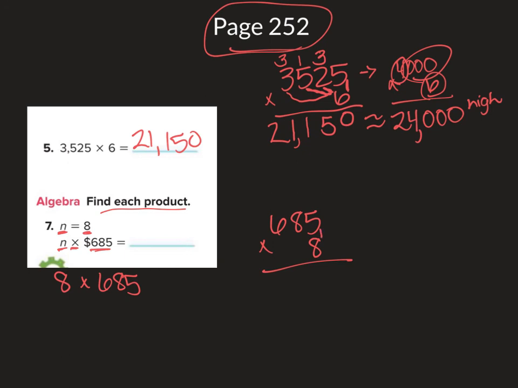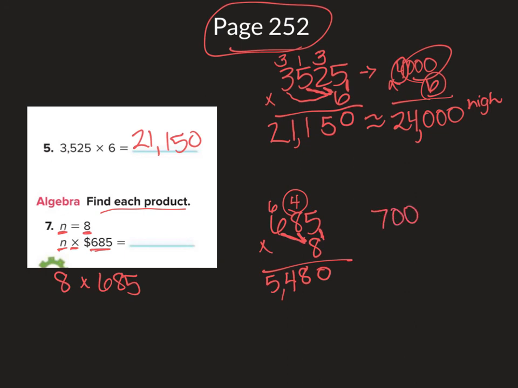Okay, 5 times 8 is 40. 8 times 8 is 64, plus 4 more is 68. 8 times 6 is 48, plus 6 more is 54. Right? 48 plus 6, yep. Okay, so we get 5,480. Let's do a quick estimate.